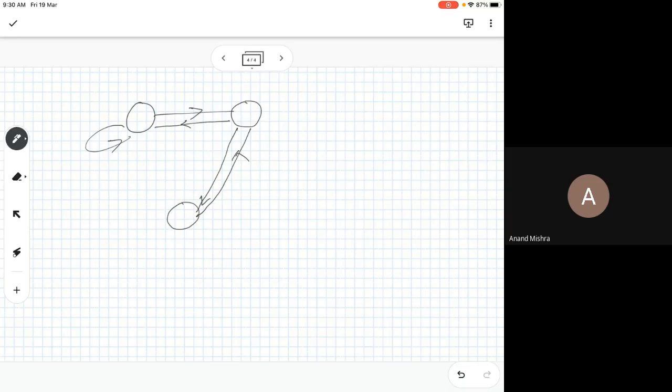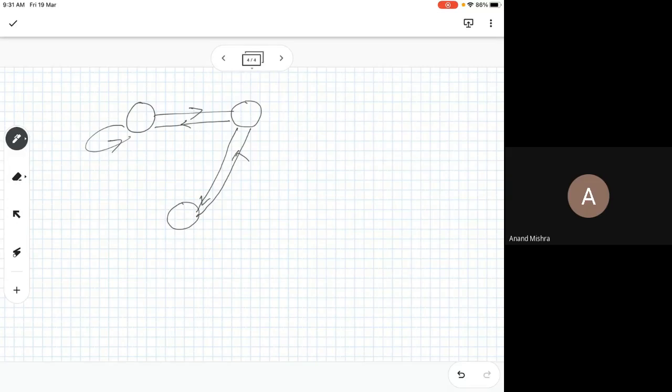Is this an example of symmetric relationship? Let's see the answer. Yes. Anyone with no? Yes. And why is it an example of symmetric relationship?